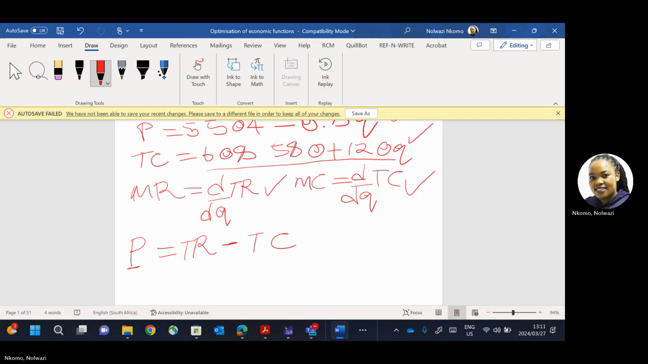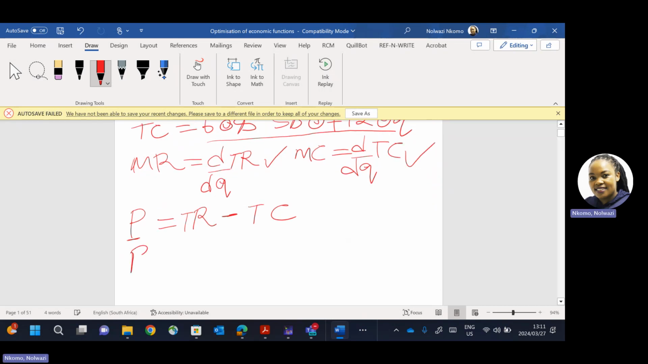And remember, when I was starting, I said profit is maximized at the level of output when the marginal revenue is equal to the marginal cost. Profit is at max when marginal revenue equals the marginal cost.